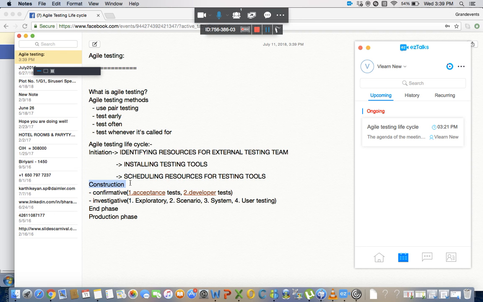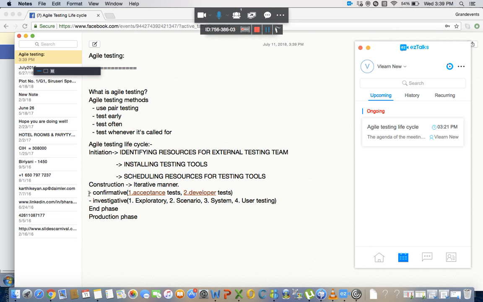Next is the construction phase. So in this phase, majority of the testing activities are done. So this will be done in iterative manner. Iterations here means the daily task that is being discussed by the team daily and should be prioritized so that the project gets completed effectively.